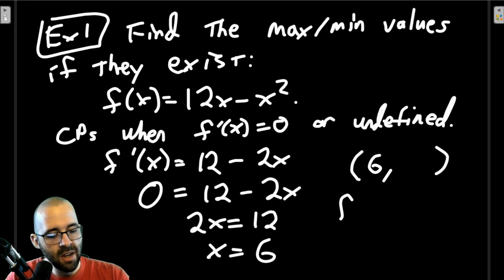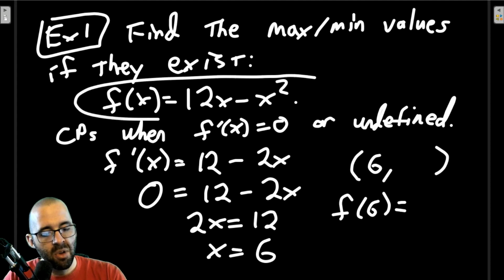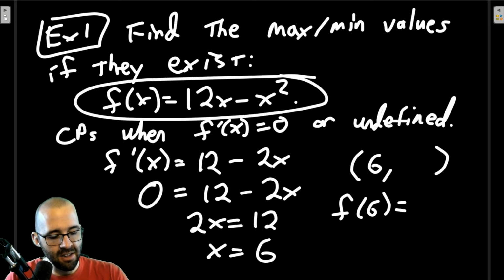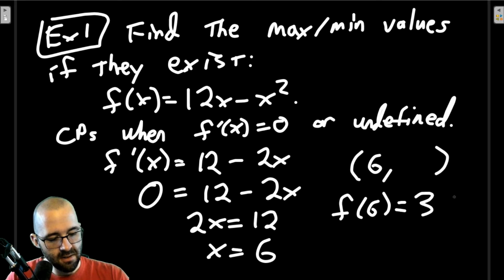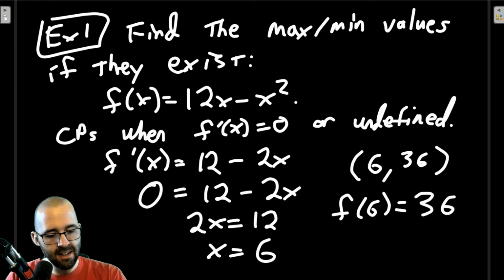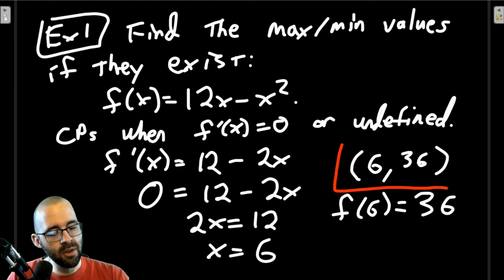But again, we have to plug it into the original function to find the y value. You plug it into the original function, you should get 72 minus 36, which is 36. So here, kind of sadly, we only have one critical point.